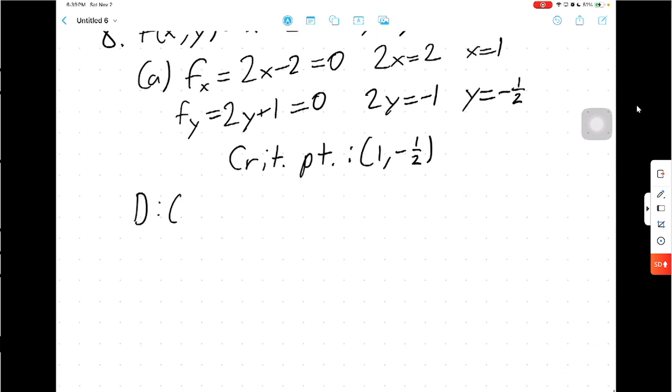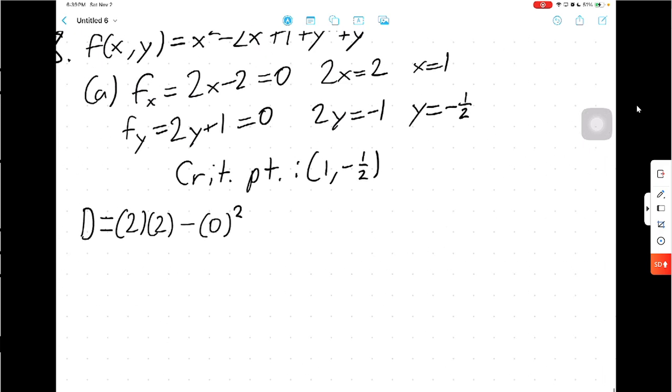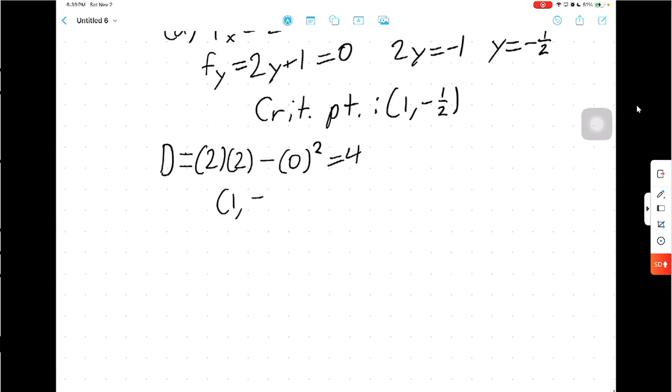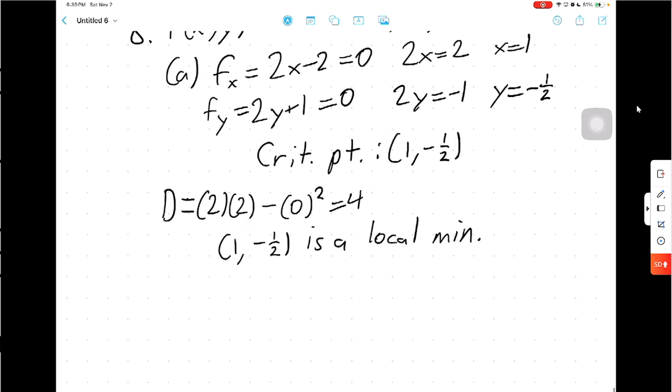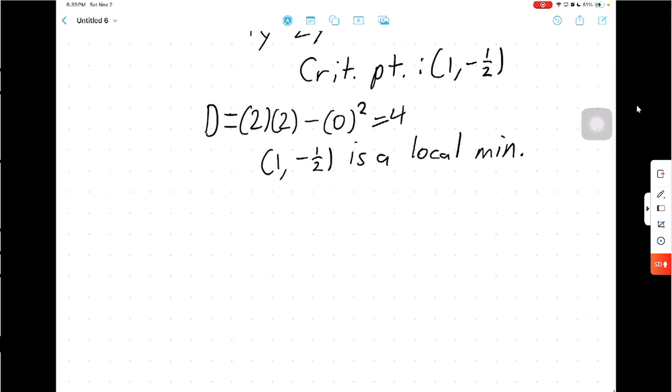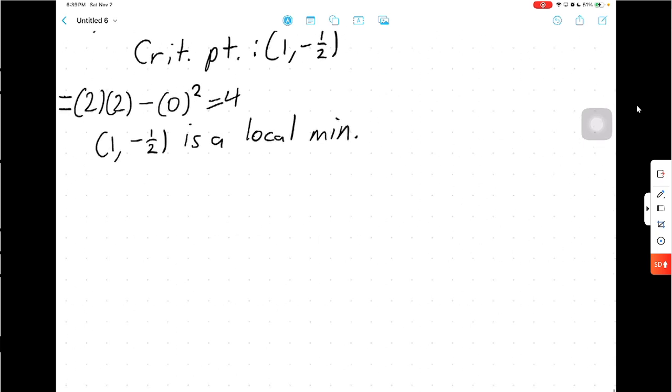D, fxx is just 2. Fyy is also just 2. And then 0 squared, because fxy is 0. Which means we get 4. So 1, negative 1/2 is a local min. Which makes sense, actually, based on this. Now, we just gotta find the absolute extrema of f within the trapezoid.